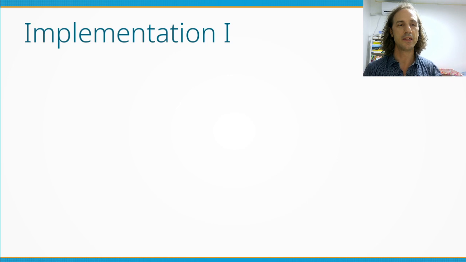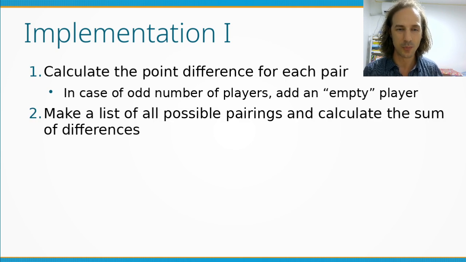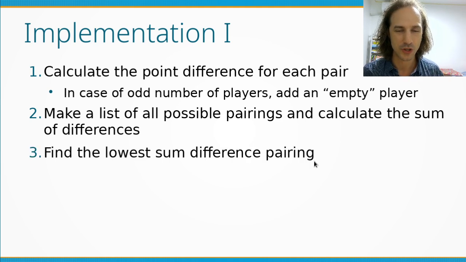So I think an easier way is to approach this as finding a minimum. We are going to calculate all possible point differences for each pair. So each player versus each other player, we will get a point difference, and then we will try to find all possible pairings and calculate the sum of these differences. The higher the point sum for a list of pairings, the worse it is. So you want to find the minimum. It's a minimum search approach, and then you will find that lowest sum difference pairing. This will always end up finding you the best solution.